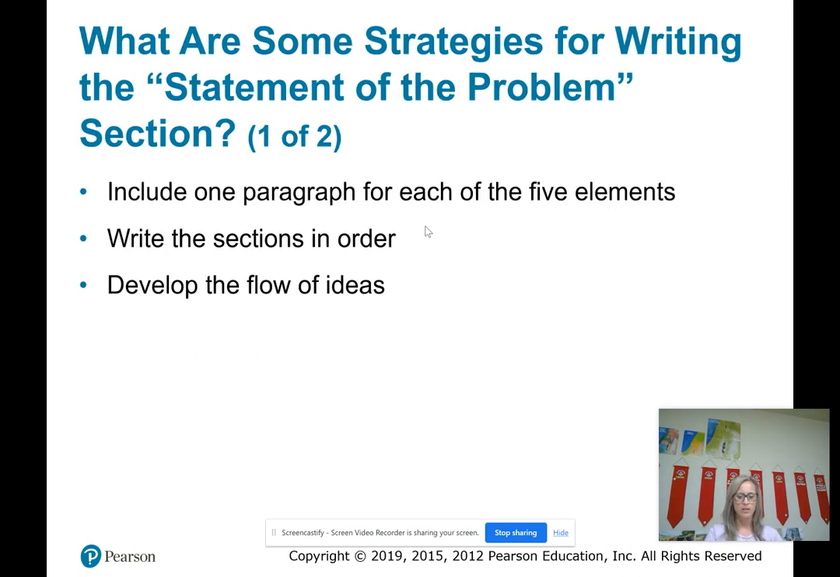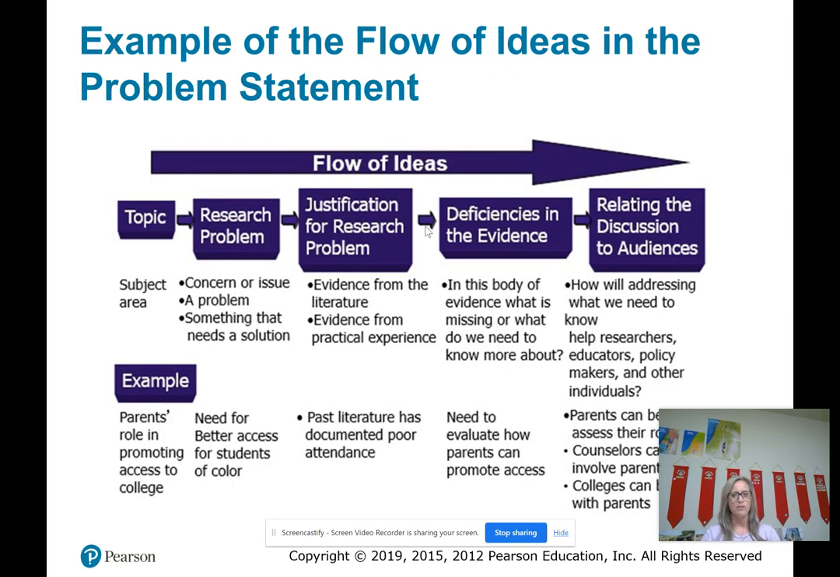Okay, so next, one strategy to write your statement of the problem section is to visualize this as 5 paragraphs like we discussed. So you have your topic, your research problem, justification section, deficiency section, and then your audience section. You're going to write it in order and develop a flow map of ideas to start out with. So you could just write those 5 little sections and then just kind of give a few ideas for each section and then write it all out, okay? So here is an example.